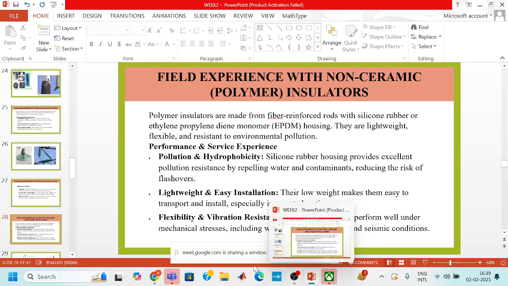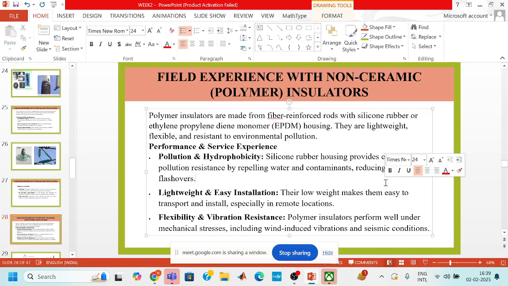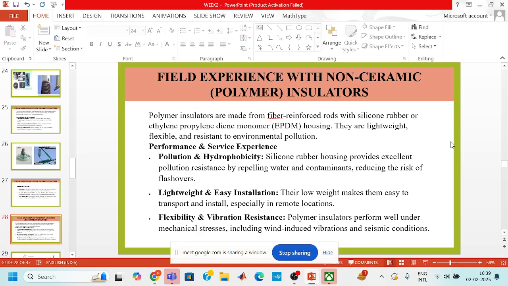The main property of polymer insulators is pollution resistance and hydrophobicity. That is, the silicone rubber housing provides excellent pollution resistance by repelling water and contaminants, and it reduces the risk of flashovers. Second is lightweight and easy installation. Their low weight makes them easy to transport and install, especially in remote locations.